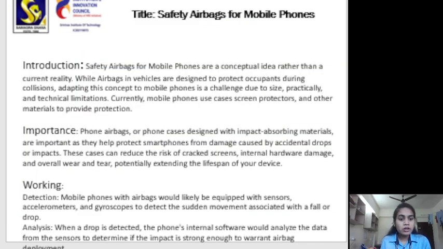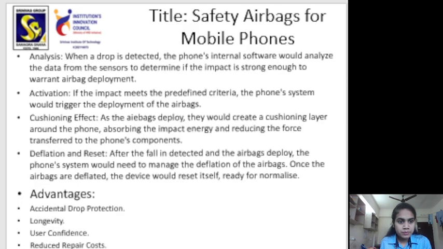Analysis. When a drop is detected, the phone's internal software would analyze the data from the sensors to determine if the impact is strong enough to warrant airbag deployment.